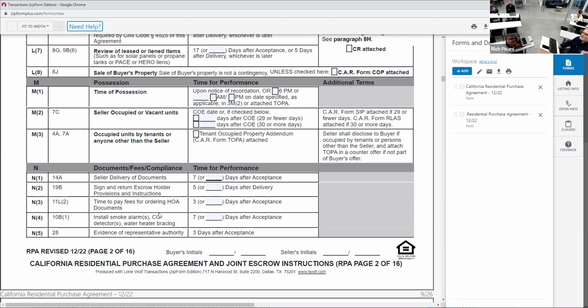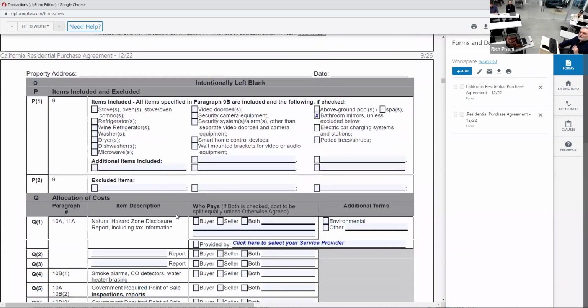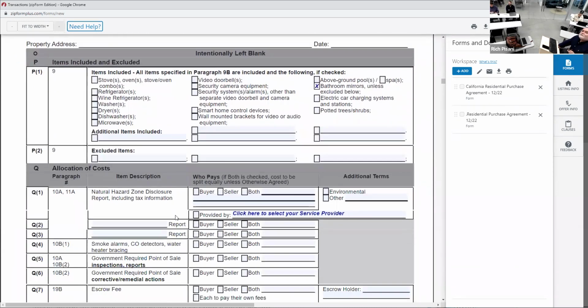So before moving on to the next page, any questions? No. Okay. So items included. Just you're checking off what's included. What does the buyer want included? Make sure you check everything off that they want included.